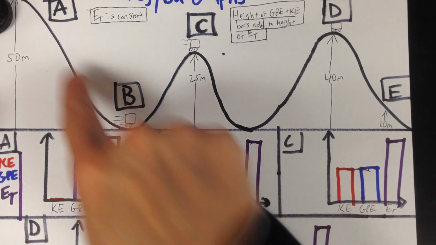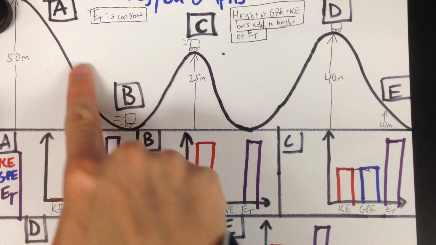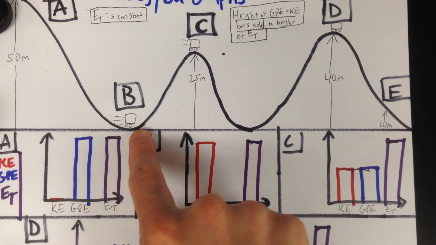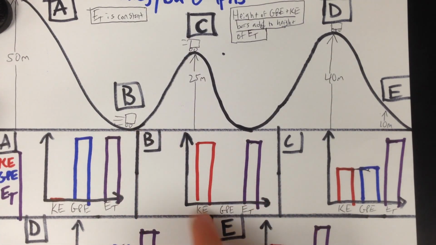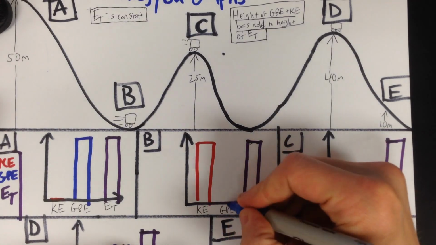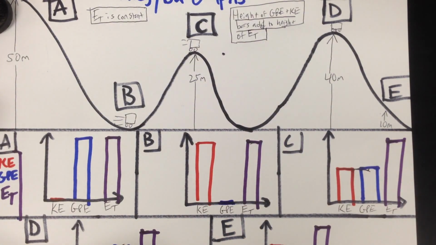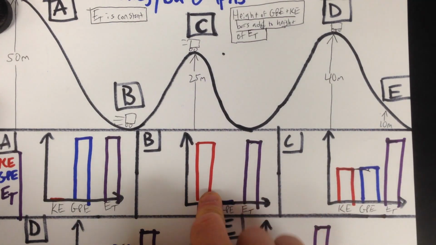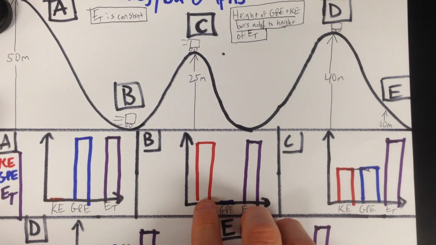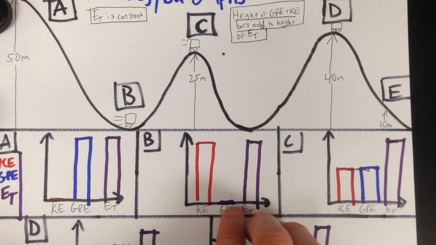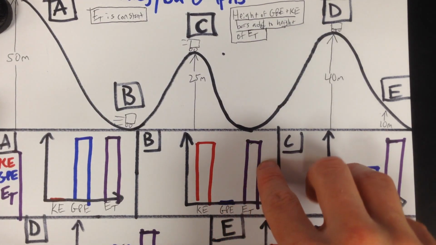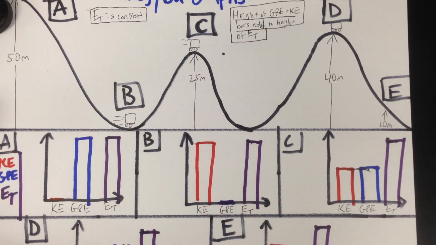Now in letter B, as it speeds up, it loses all its GPE, and at the bottom its GPE is 0. So again, I'm just going to use blue, and say there is no GPE there. But the kinetic energy is at a max there. So kinetic energy, a 4-inch high bar, gravitational, nothing. Add them together, you get another total bar 4 inches high.